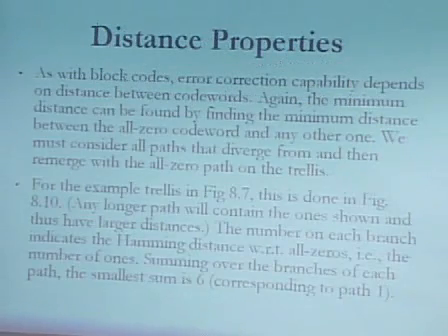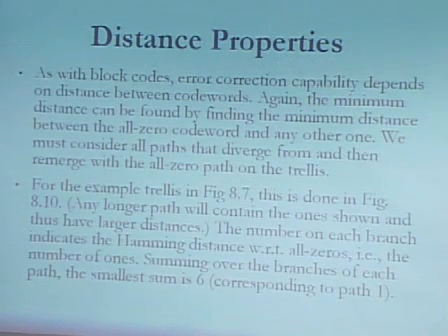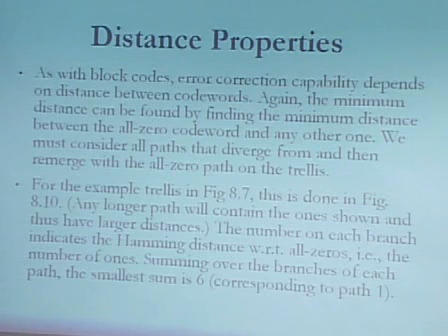Now, just briefly, let's touch on properties. So as with block codes, the error correction capability depends on the distance between code words. Okay, so that's really very similar. Now, again, as we argued before, the minimum distance between 2 code words can be found by just finding the minimum distance between the all 0 code word and any other code word. So what we have to do is consider all the paths that diverge from and then remerge with the all 0 path on the trellis.